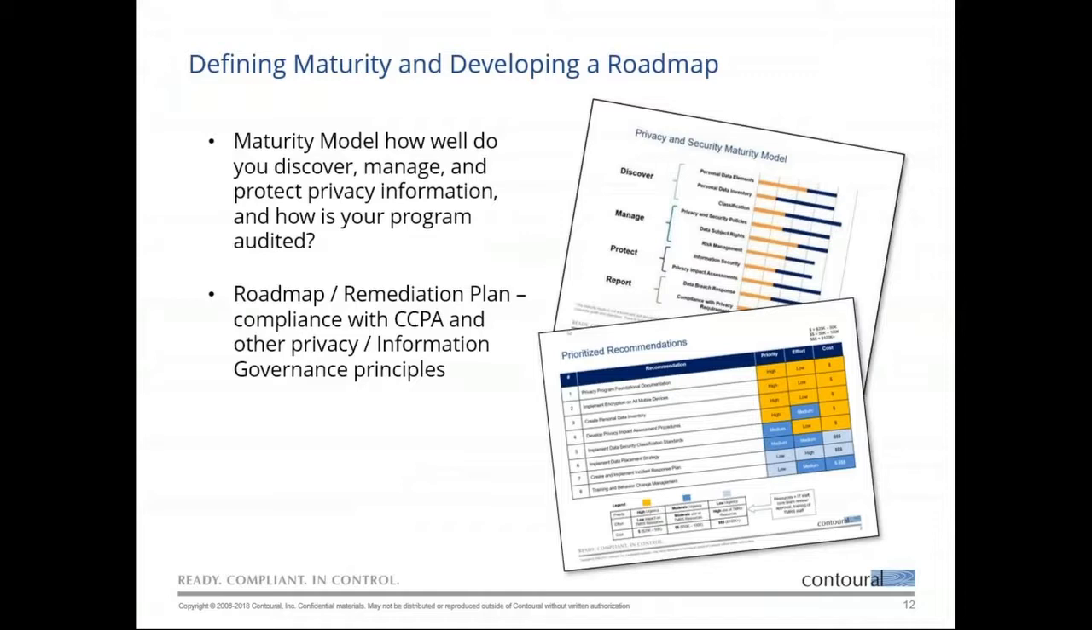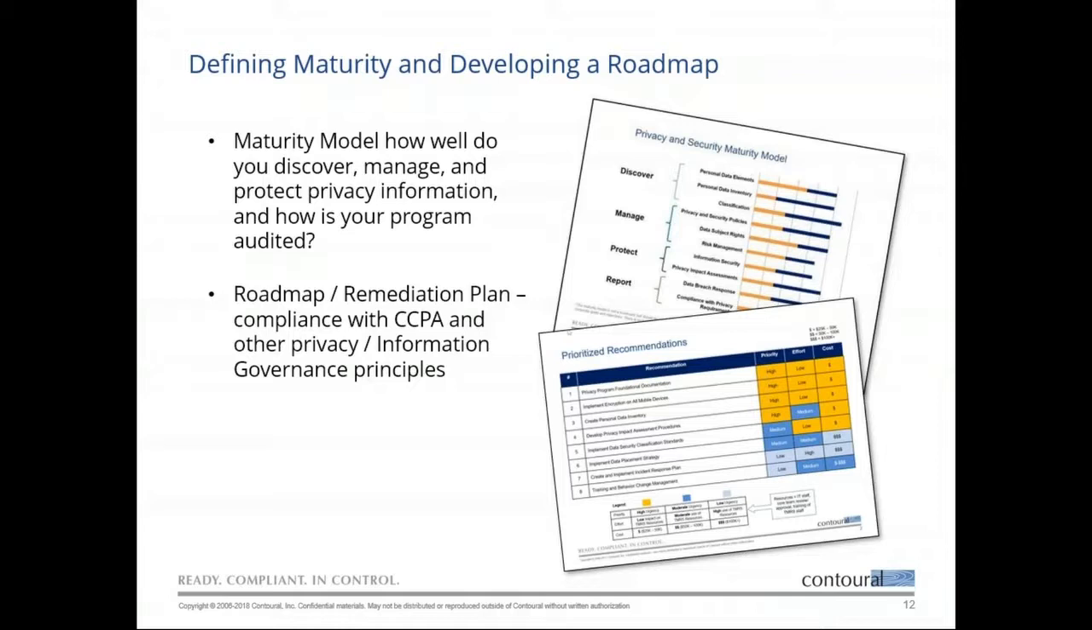So once you determine where you are and the maturity level for how your organization manages it, then we think you can start to develop first a remediation plan. How do we fix all of this? And then create a roadmap that prioritizes the things that you need to do first to comply with California privacy.